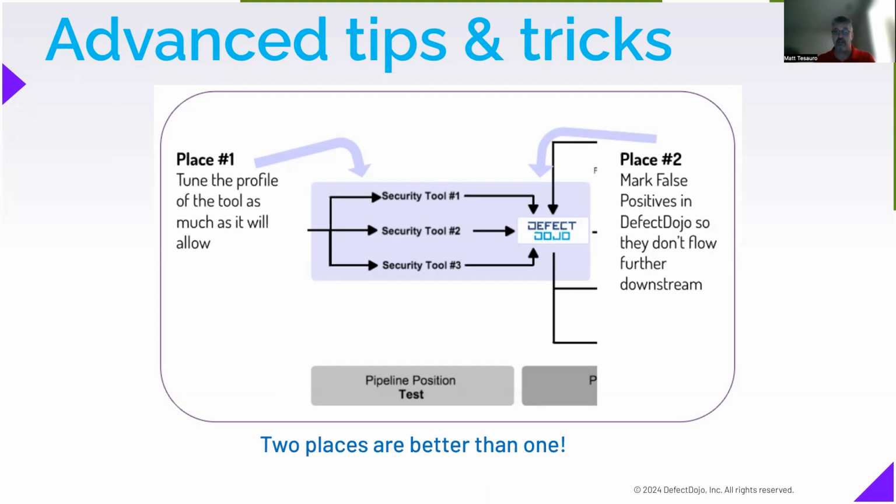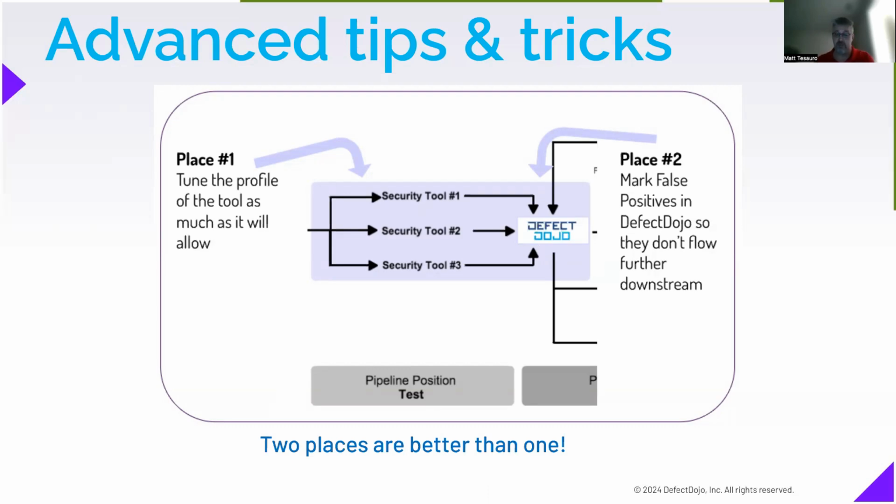So if I can't tune a tool to get rid of either false positives or findings that just don't matter, or findings that are, say, critical, but because of your compensating controls, they're really mediums, right? If I can't tune that out at the tool level, at this level here, I've got DefectDojo, and I have a second place to mark false positives, change that critical to a medium because we have a compensating control, and do whatever kind of massaging I need to do of that data before I ship it to downstream systems, right?